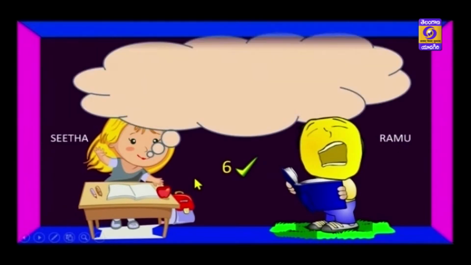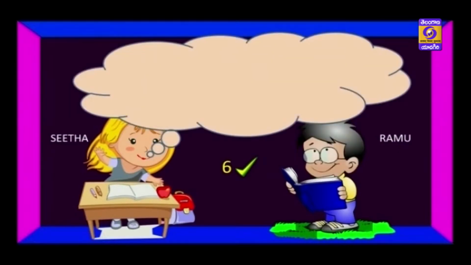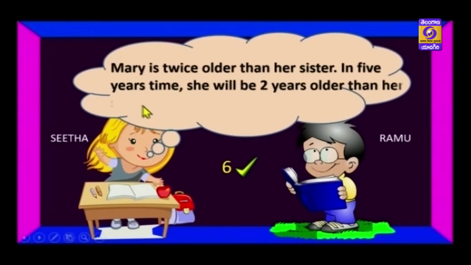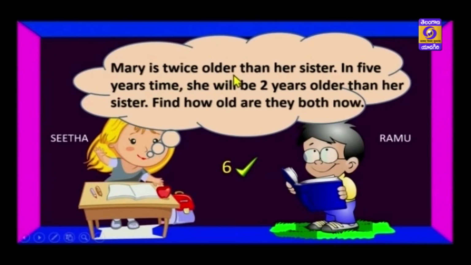Sita started giving another riddle. In the other riddle, Mary is twice as old as her sister. In 5 years' time, she will be 2 years older than her sister. Find how old they both are now. This is the next riddle given by Sita, and what is the condition she kept? He has to get the answer directly without guessing the numbers.